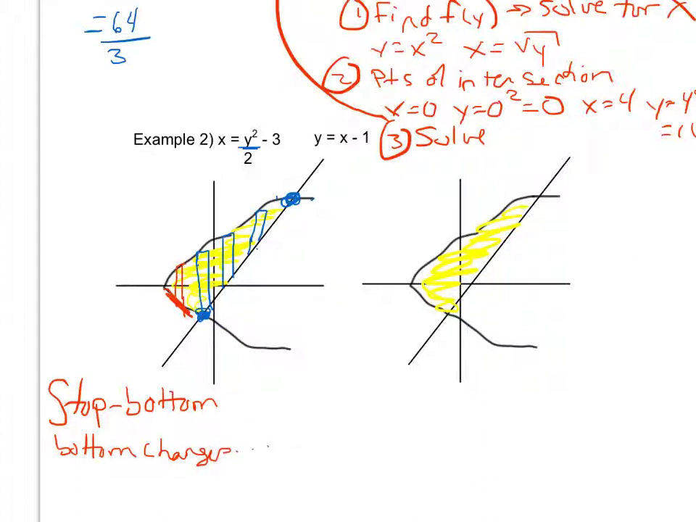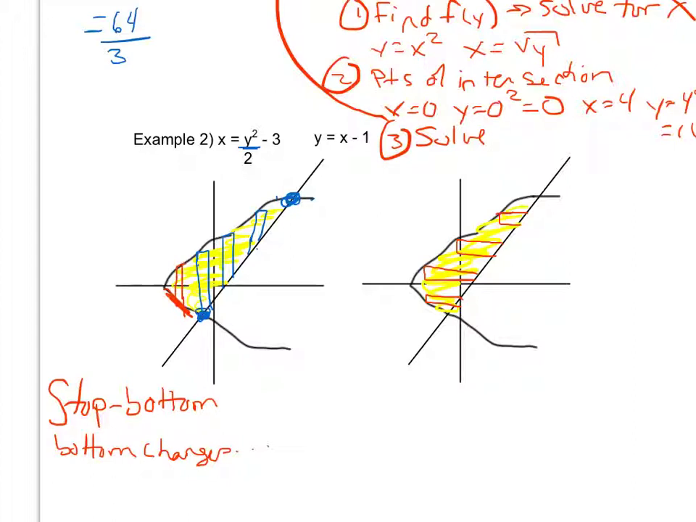Okay, so I would have to do more than one integral. I could fix that by instead doing horizontal rectangles, because notice if I do a horizontal rectangle, I don't run into that same issue. I always have a right function and a left function. When I'm doing horizontal rectangles, I didn't really touch on it in the last example, mainly because one of my functions was x equals 0.